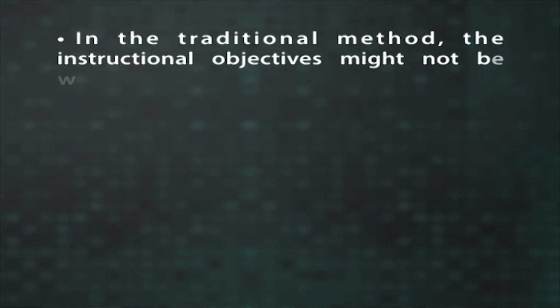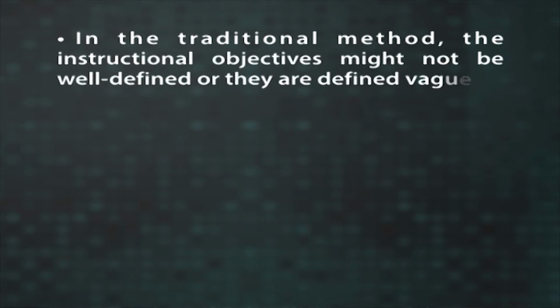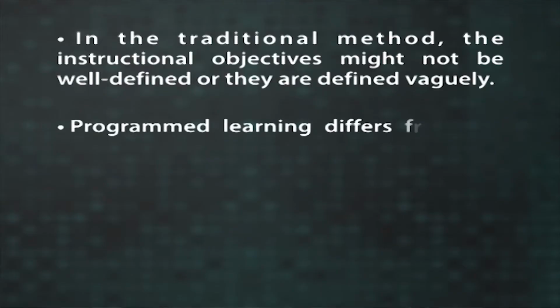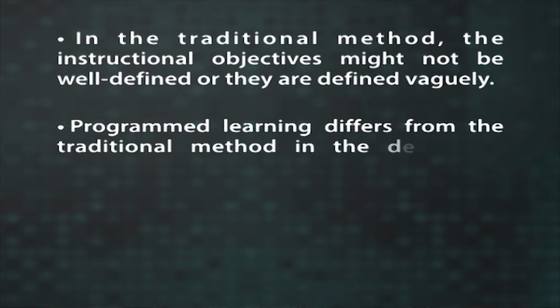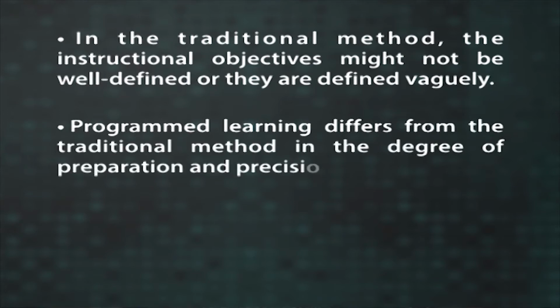In the traditional method, the instructional objectives might not be well defined or they are defined vaguely. Programmed learning, on the other hand, states the objectives clearly in operational and behavioral terms. Programmed learning differs from the traditional method in the degree of preparation and precision. While the traditional method involves lesser degrees of preparation on the part of the instructor, programmers prepare learning materials with precision and care.